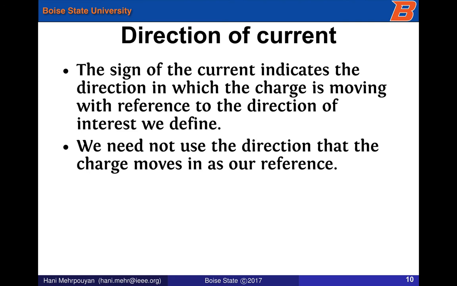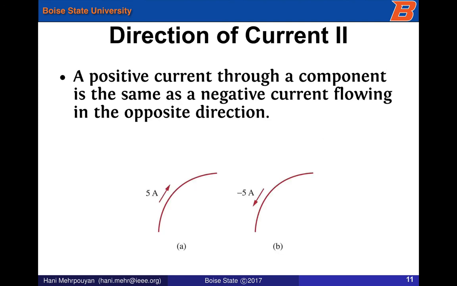So the sign of the current indicates the direction in which the charges are moving based on a predefined direction that was selected. So basically you first define a pre-selected direction, and based on that you would have a positive current or negative current. The following example makes this clearer.